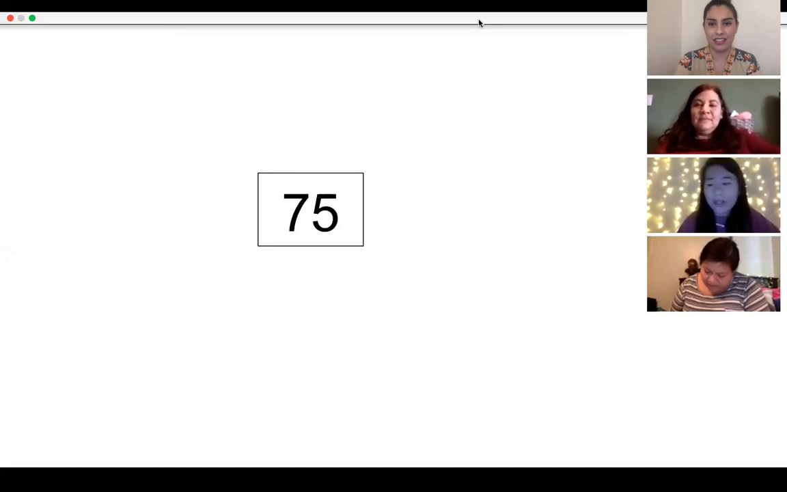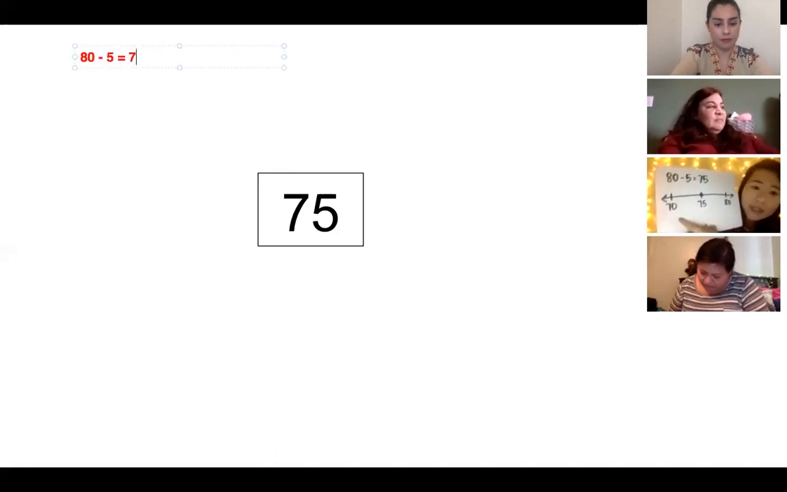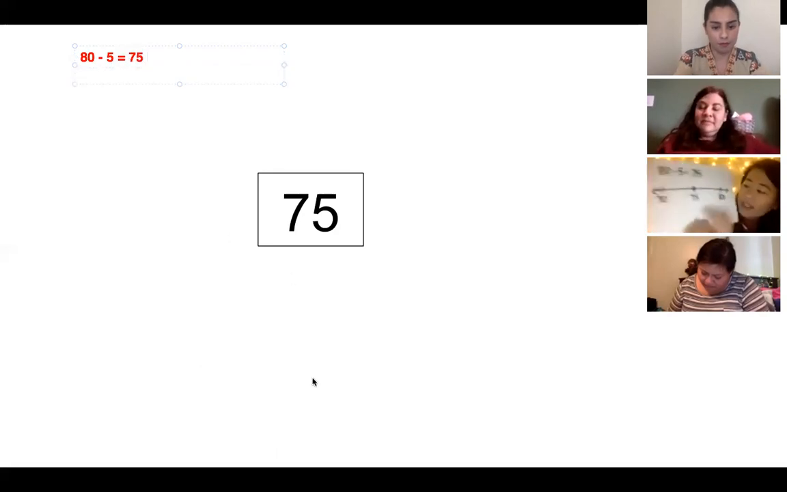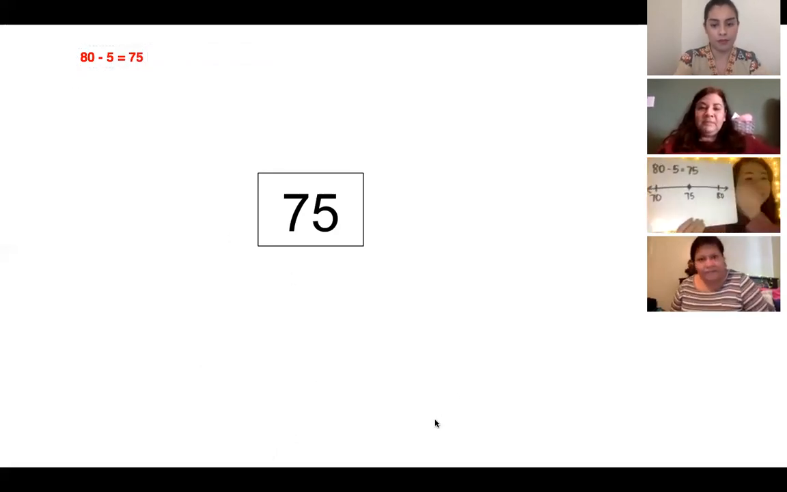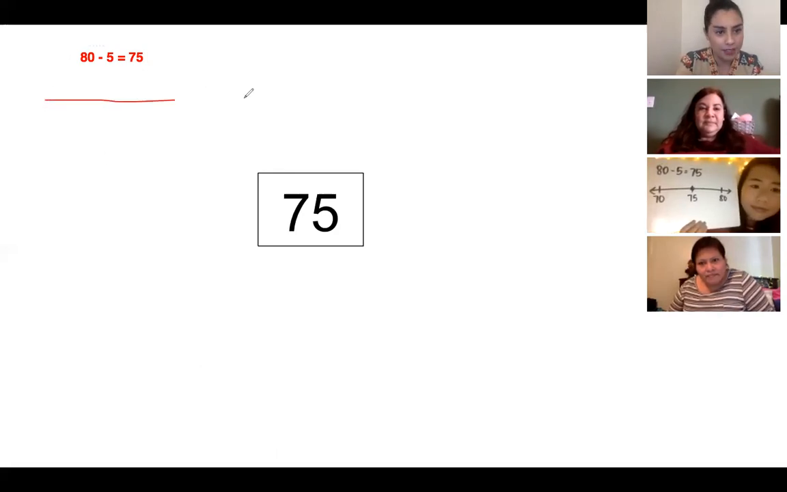Sure. So I thought of the next 10 that was close to 75, and I did a subtraction problem. And so I did 80 minus 5 equals 75. And then I did it on a number line as well because I knew 75 is in between 70 and 80, and it's right in the middle. Okay. Beautiful. And you showed it in a number line.